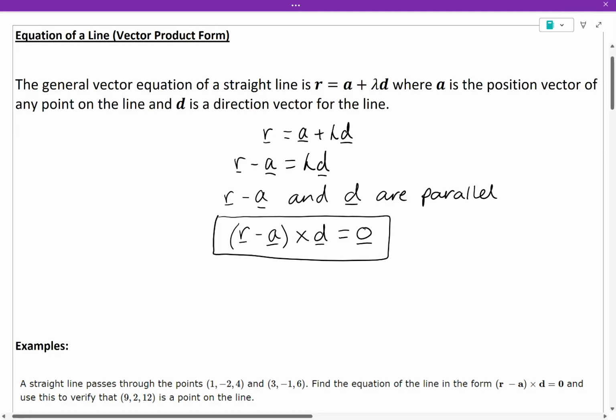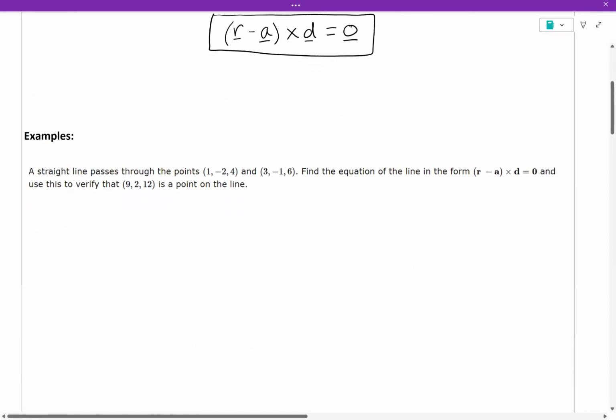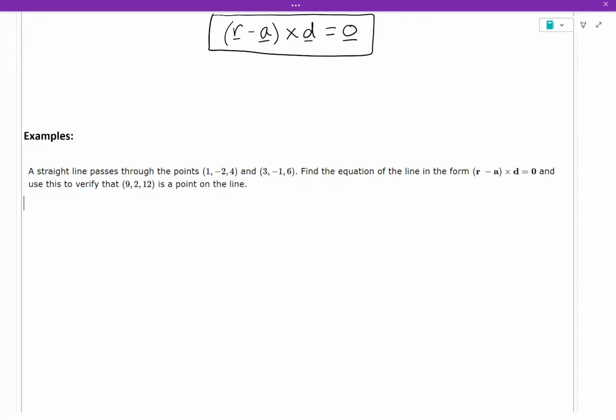So we're going to practice making use of this format with this question. We've got a straight line passing through two known points. We need to find the equation of the line in the format that we just discussed, and then we're going to use it to verify a point is on the line. In terms of what we need, we need to find an a and we need to find a d. a can simply be any point on the line, so it could be this point or that point, it does not matter. I'm just going to pick a as 1, -2, 4, but you could go with 3, -1, 6.